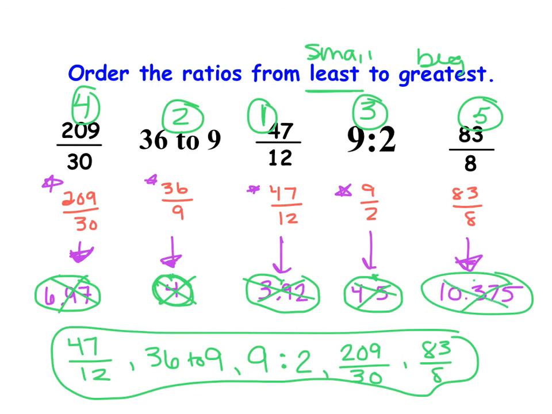So as I said, the easiest way I think to do this is to convert them all into the same type of ratio, a fraction, and then divide that fraction out and order those decimal values.